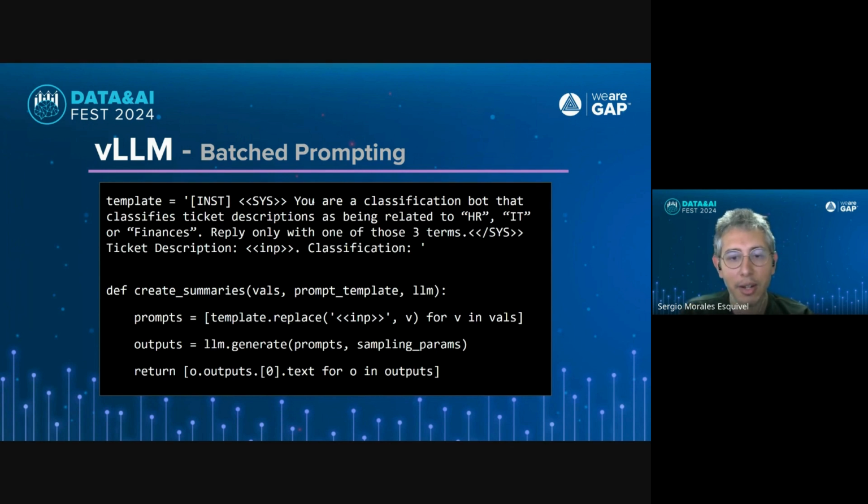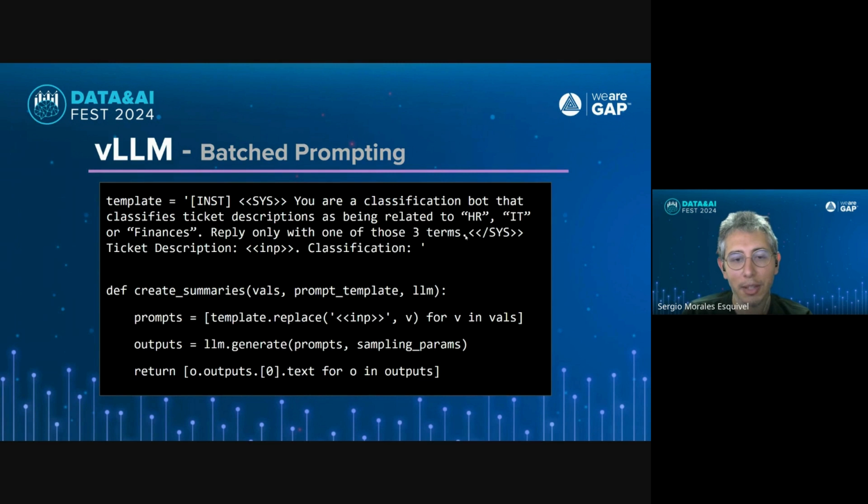So I'm giving it some information here. It says, you are a classification bot that classifies ticket descriptions as being related to HR, IT, or finances. Reply only with one of those three terms. And that's the general system prompt that I am feeding this model with. This model, Ouroboros, the one that I mentioned before, is very good at following instructions. So if you're trying to build something that does that, I do recommend you start with it. And then what I'm feeding it is the ticket description, which I'm going to replace with my actual input, and then I'm giving it the prompt to continue with the classification.